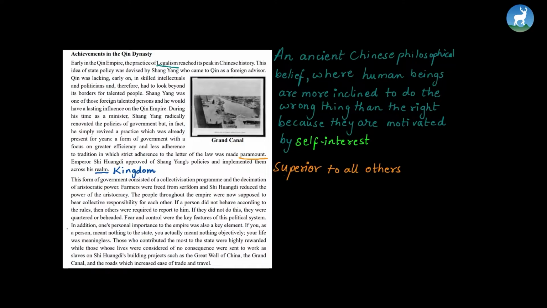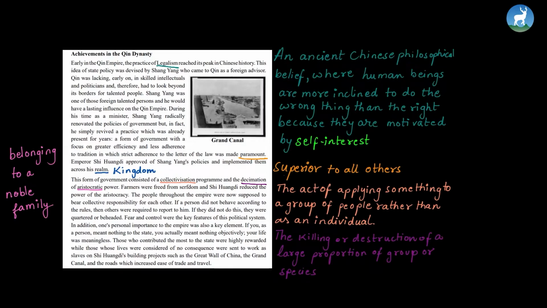This form of government consisted of a collectivization program and the decimation of aristocratic power. Farmers were freed from serfdom and Shi Huangdi reduced the power of the aristocracy. The people throughout the empire were now supposed to bear collective responsibility for each other. If a person did not behave according to the rules, then others were required to report him. If they did not do this, they were quartered or beheaded.